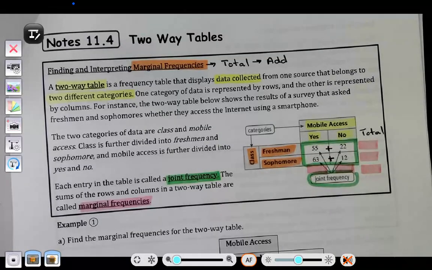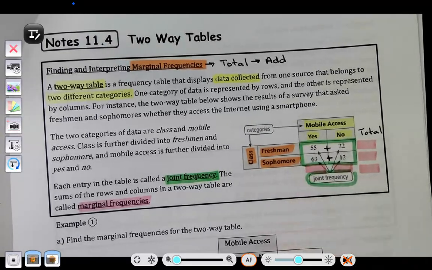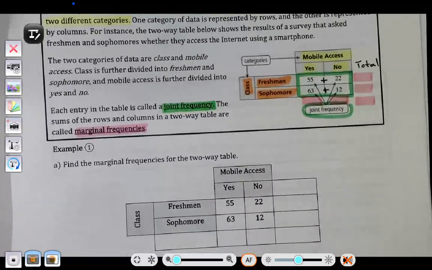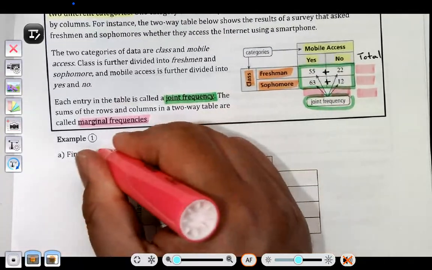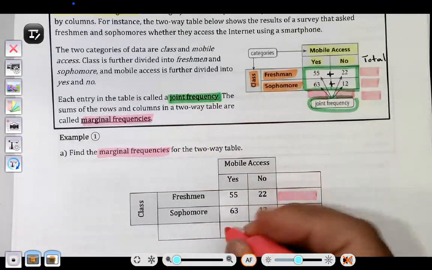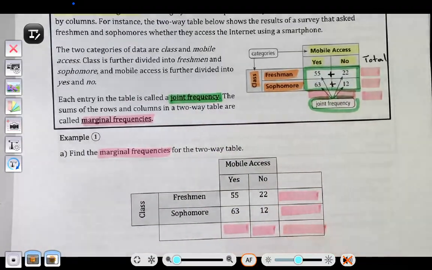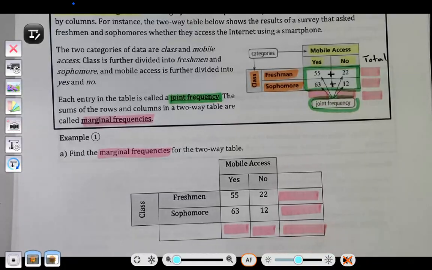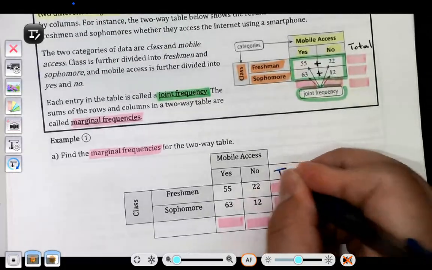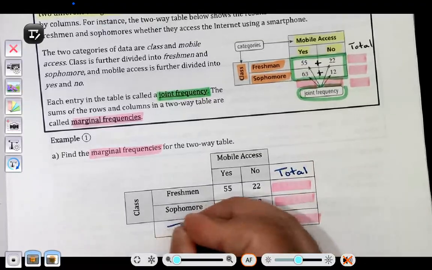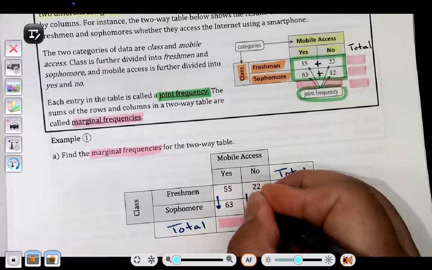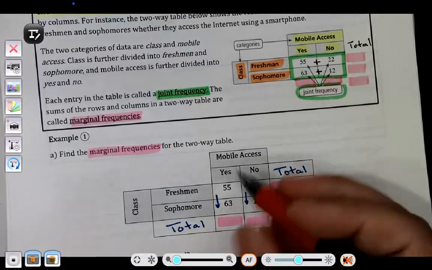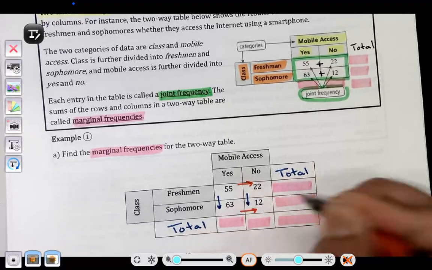So the best way to show you that is, well, to actually do this, okay? So it's the same problem about freshmen and sophomores that we just saw here. And they want me to find the marginal frequencies, which means they want me to fill out these 5 boxes. That's what we call our marginal frequency. So all they have to do is find a total. But just remember, you're going to find a total heading down, but then you're also going to find me a total going this way.